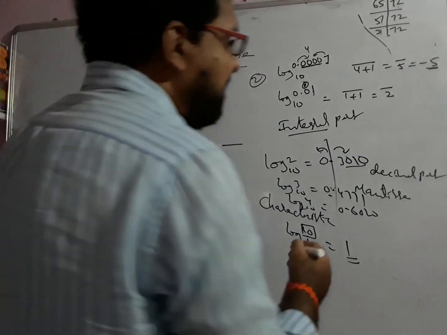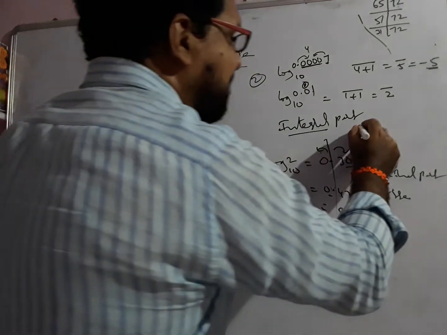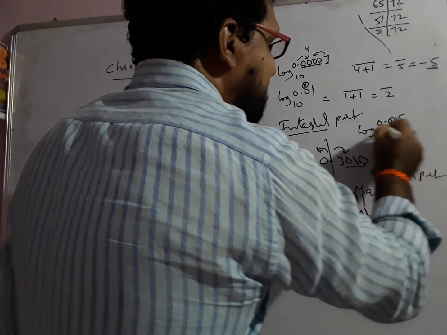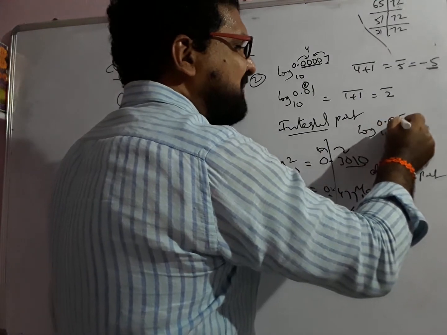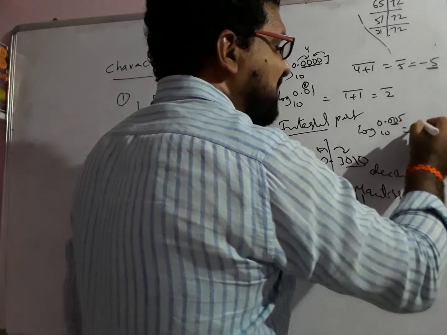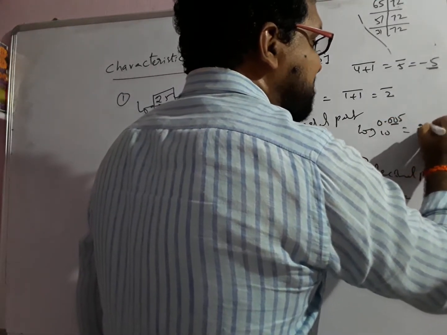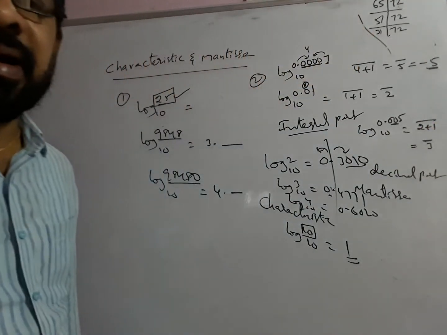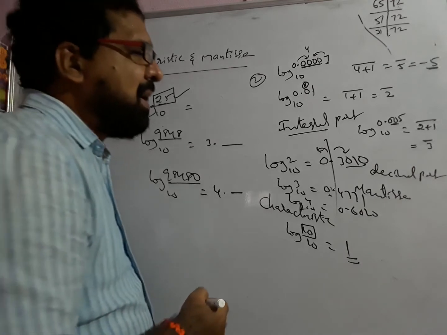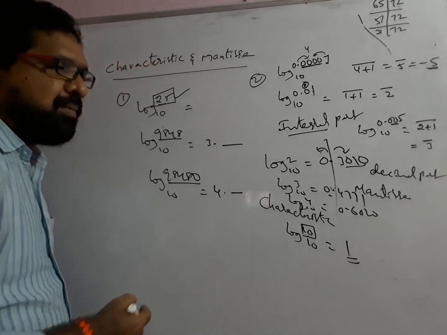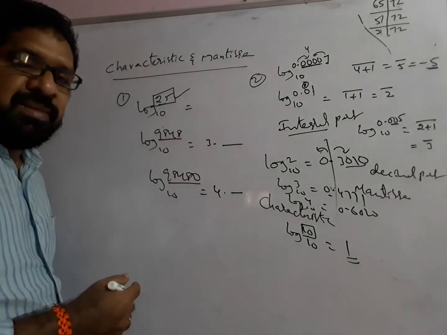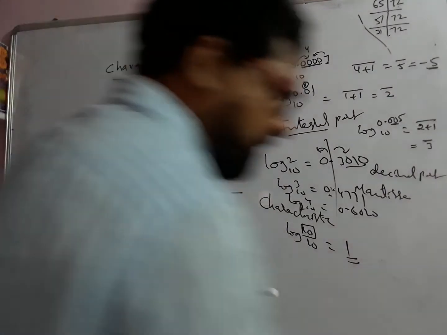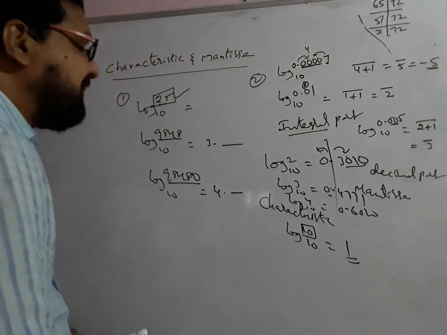So here the logarithm of 0.005 to the base 10. Between the decimal point and the non-zero significant digit there are two zeros. Here 2 plus 1 bar is 3 bar. So like that we find the integral part, that is, the characteristic. This is about the second case.